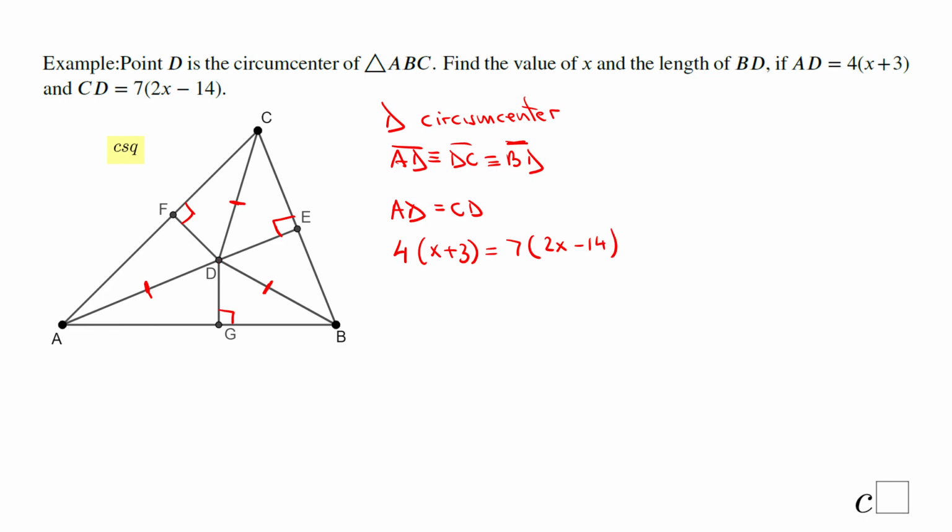But again, the justification is very important in geometry. So we have here 4x plus 12 equal 14x minus, and let me grab a calculator, 7 times 14, that will be 98. So now I will subtract 4x here to get rid of the x's on the left side, and I have 12 equals 10x minus 98.